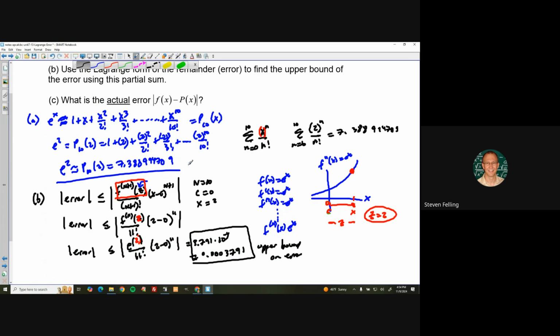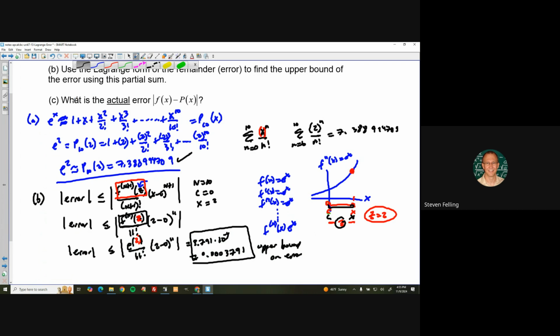Right? This approximation here of e squared is no more than this amount off from the actual value of e squared. Okay. So that's how to handle this z. You actually have to figure out what the derivative curve shape is. You have to consider the interval between the centering value and the value of x you're plugging in, and choose z to be the value that produces the maximum value of the derivative, and use that for this derivative here.